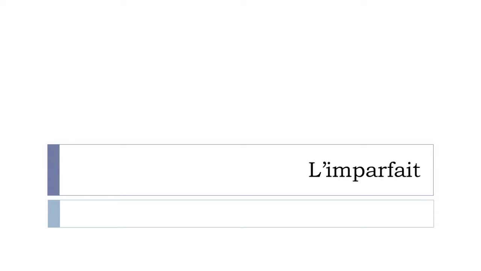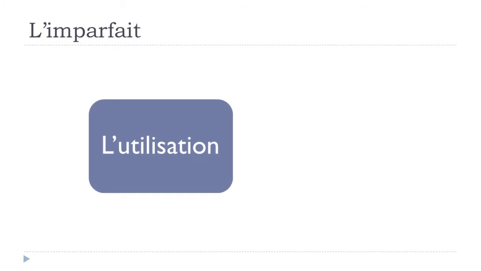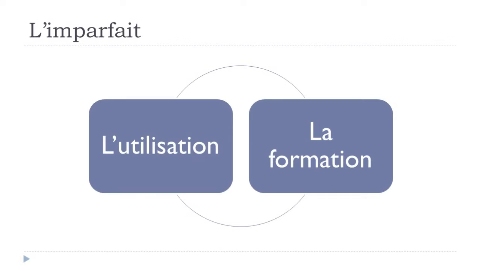l'imparfait. So we saw previously le passé composé, this past tense that we use quite often, and this is the second one, l'imparfait. In this video, we'll see together the first part, l'utilisation, so when do we use l'imparfait? Then the second part will be la formation, so how do we construct this imparfait form? But let's focus now on l'utilisation, so when do we use l'imparfait?